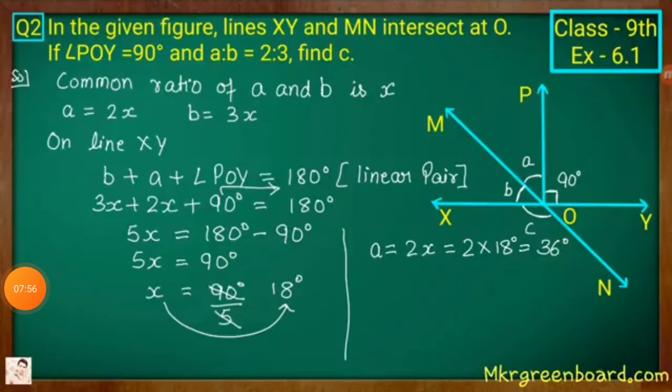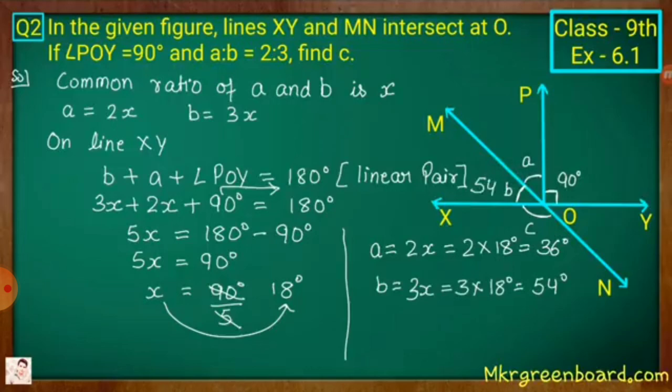Now we have the x value, we have to find the a angle. So a equals 2x equals 2 into 18, which is 36 degrees. b equals 3x, 3 into 18 is 54 degrees. Okay. The c value we need to find.